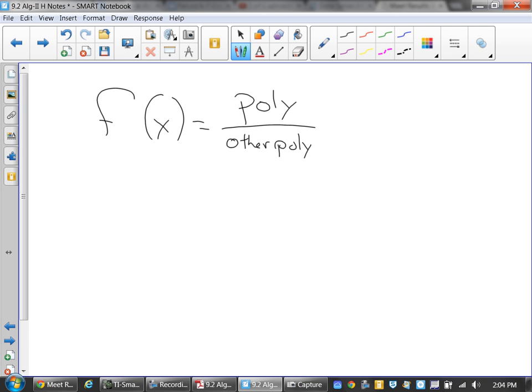Polygon. It's a hexagon divided by a heptagon. No. So it's going to be some polygon. I haven't done that at all today.